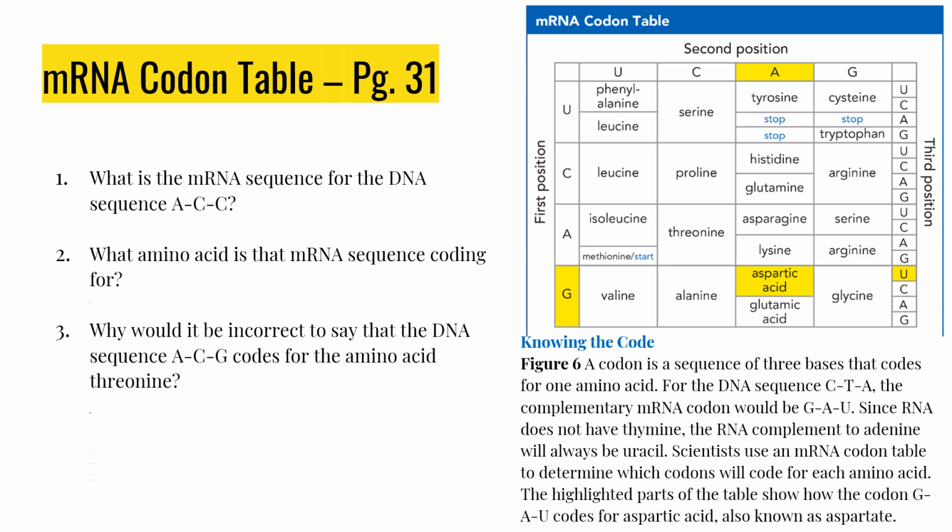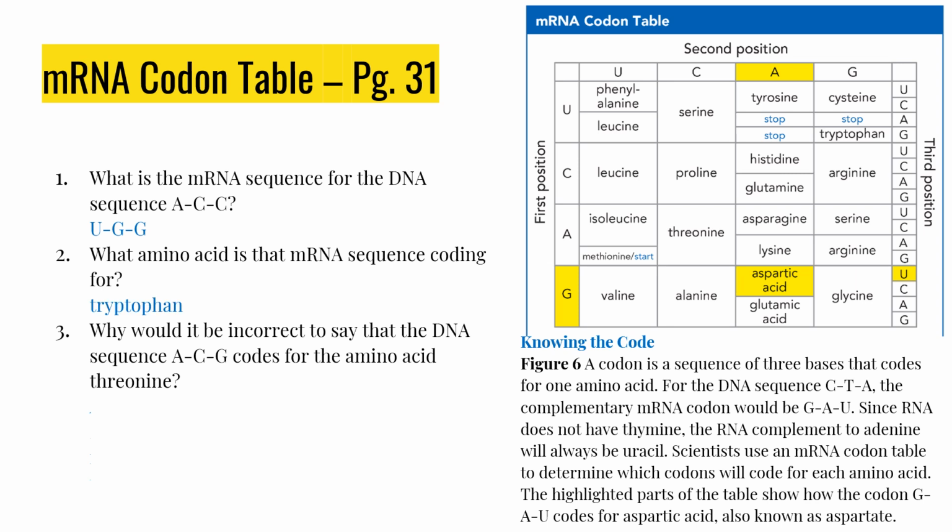So what is the mRNA sequence for the DNA sequence ACC? We have UGG. And what amino acid is that mRNA sequence coding for? So we look for U on the left-hand side, then we look at G at the top, and then G on the third. To the right is tryptophan.